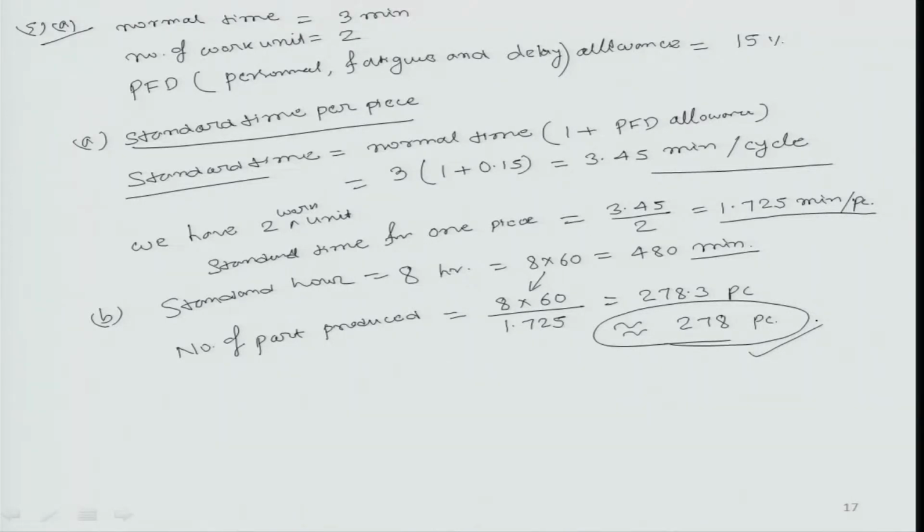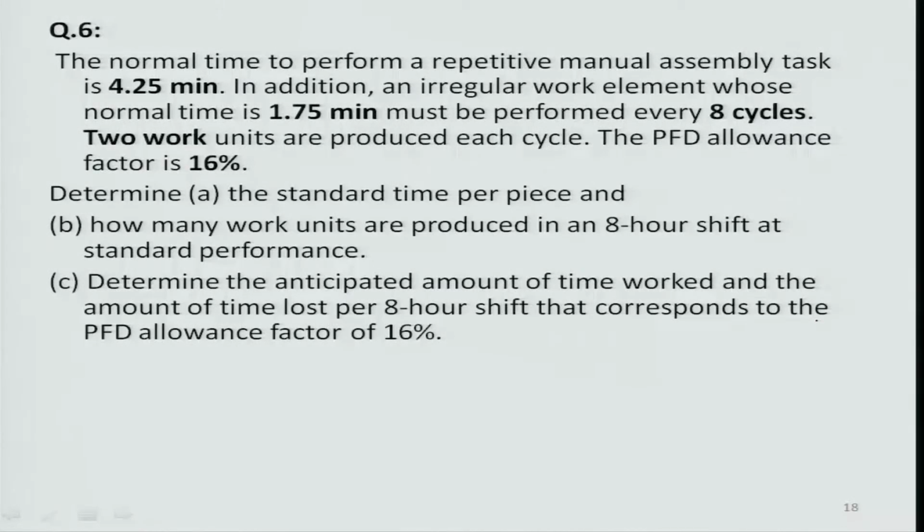Now I am moving to the next question. In this question, the normal time to perform a repetitive manual assembly task is 4.25 minutes. In addition, an irregular work element whose normal time is 1.75 minutes must be performed every 8 cycles. Now 2 work units are produced each cycle. The PFD allowance is 16%.